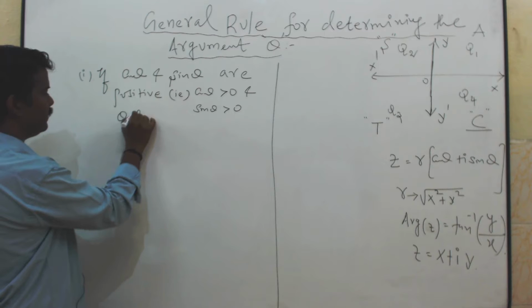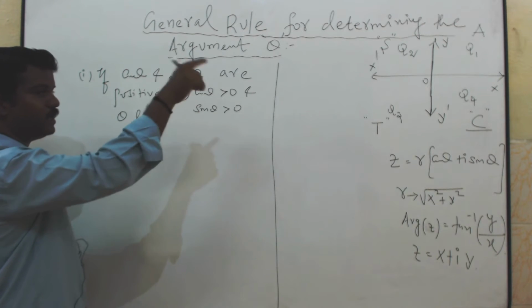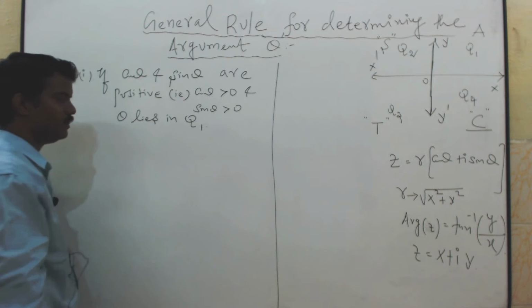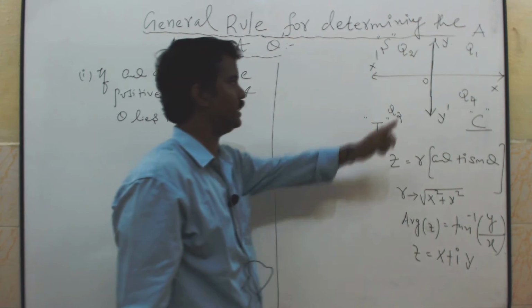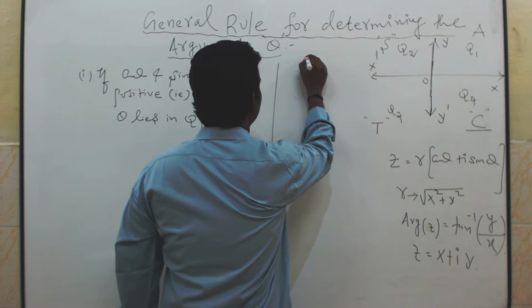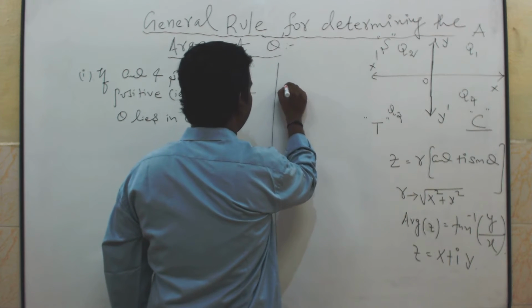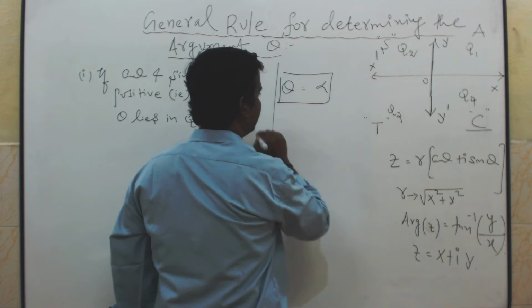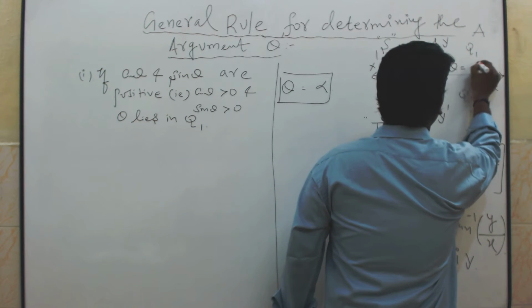Then theta, meaning the argument of the complex number, lies in the first quadrant, because in the first quadrant everything is positive, isn't it? So the angle here, the format will be theta is equal to alpha. We will write like that. Theta is equal to alpha.